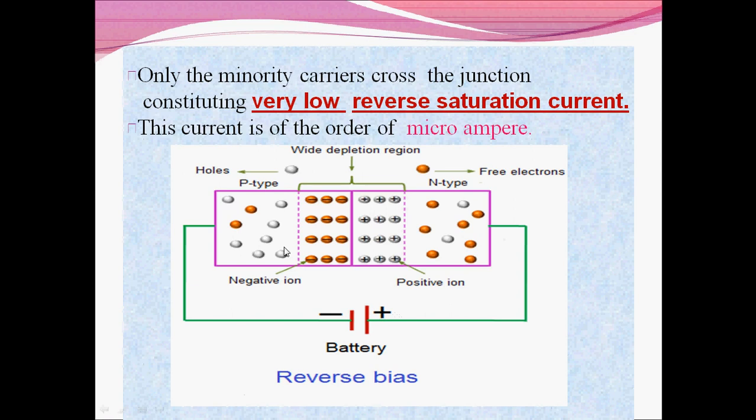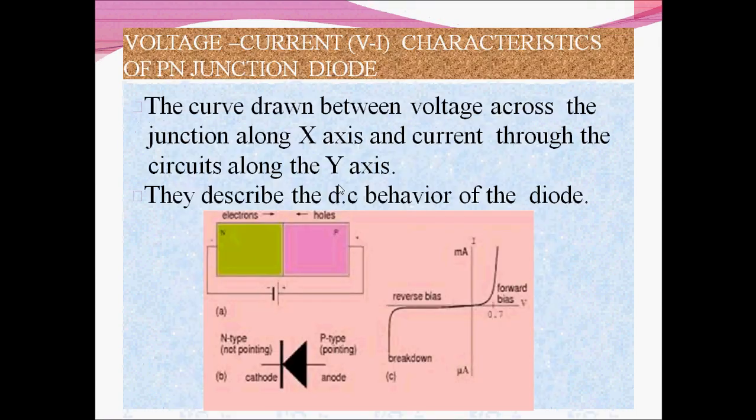So both the majority charge carriers move away from the depletion layer, away from the junction formed between the PN junction. Hence, they will give rise to a wider depletion region. So, the depletion region increases in reverse bias mode, and hence it doesn't conduct current. The current in this junction is only because of the minority carriers that cross the junction and constitute a very low reverse saturation current. This current is of the order of microamperes.